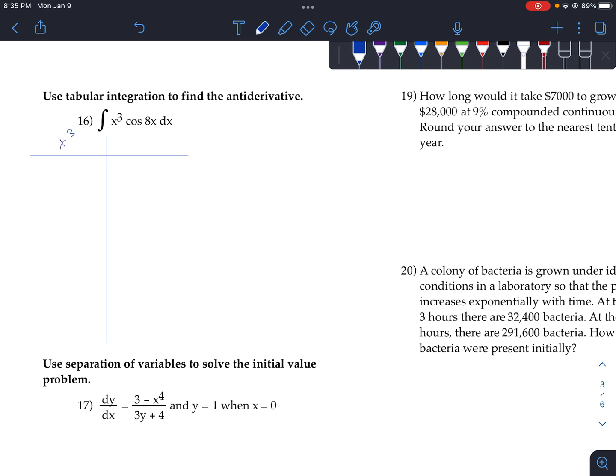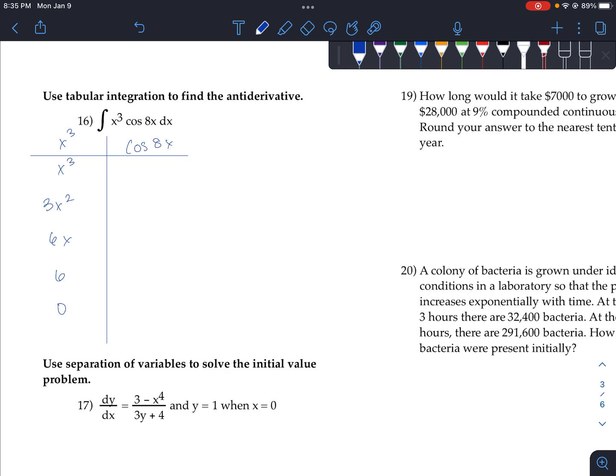So I'll have one column as x to the third, and the other column as cosine of 8x. I want to use this side as the derivative, this side as the antiderivative, because I want to exhaust the derivative. So x to the third, the derivative of that is 3x squared. Derivative of that is 6x. Derivative of that is 6. Derivative of that is 0.